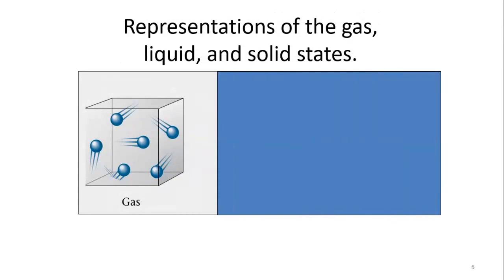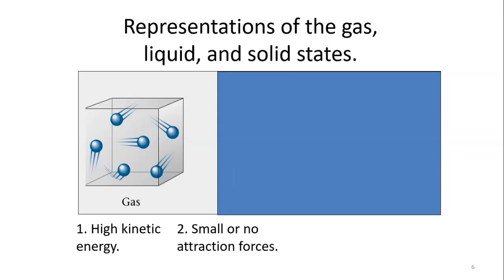We can see, based on the drawing, that gas particles are going to be in constant rapid motion. So that means they have high kinetic energy. We know from the kinetic molecular model that there is little or no attraction forces between the particles in a gas. And I'm talking under normal conditions.